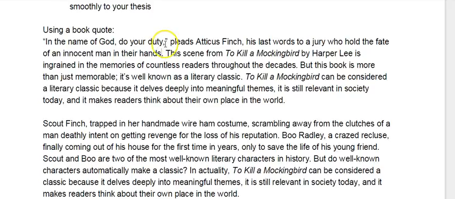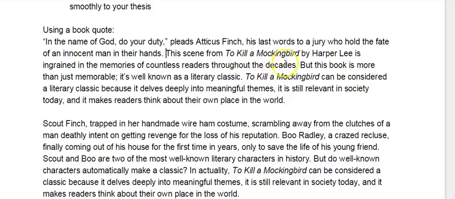And since it's such a well-known quote, or such a well-known scene, you don't really have to cite it in this situation. And then you move on. This scene from To Kill a Mockingbird by Harper Lee is ingrained in the memories of countless readers throughout the decades. But this book is more than just memorable. It's well known as a literary classic. To Kill a Mockingbird can be considered a literary classic because blah, blah, blah.